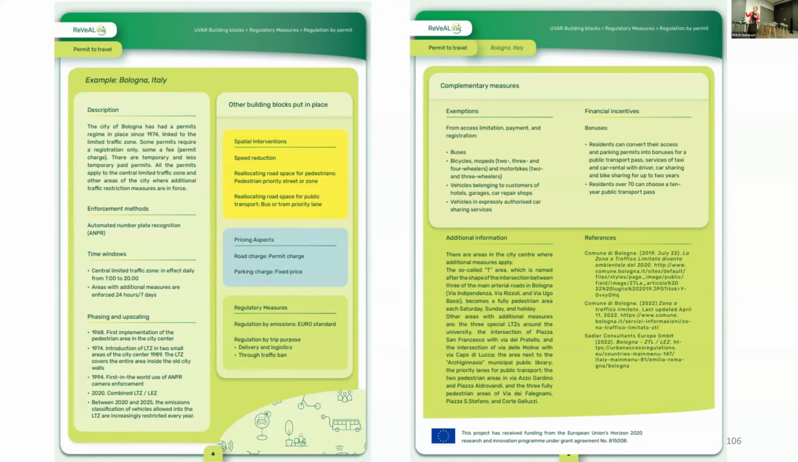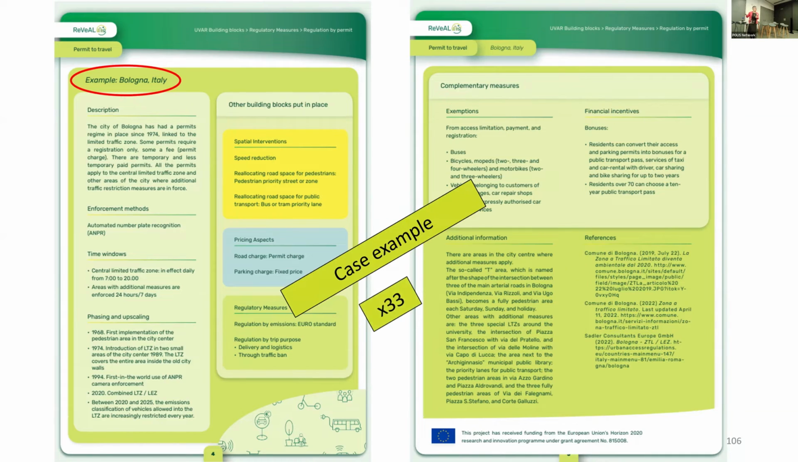So to come back again to the fact sheet, because this is all still part of it, the last part is then a case example. And for each of these we have, and this is then Bologna, the description of how they have been using permits in Bologna over time. We have the enforcement methods, the time windows as they've used them, phasing and upscaling, other building blocks that were put in place with it. So this is basically a one case example describing everything that we've said, so you can see what it looks like in the city of Bologna in this case. And we have, one more click, 33 of those. So a case example and one of these fact sheets again for each of the 33 building blocks that we've come up with.